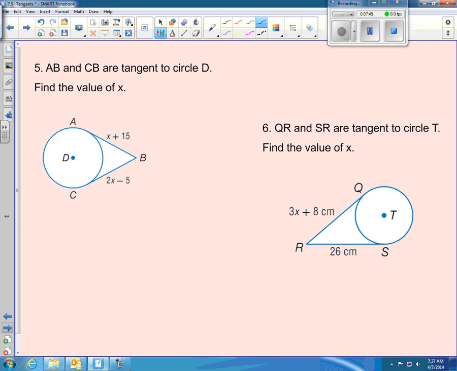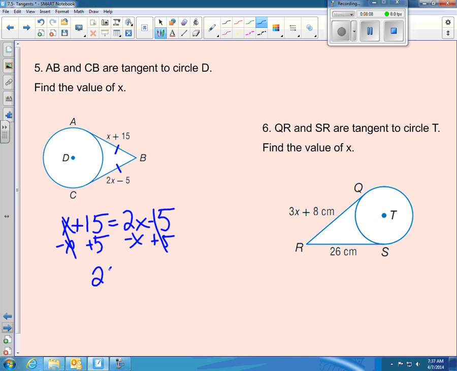Okay. Number 5 says if AB and CB are tangent to circle D, find the value of x. Very simple. Those are congruent. x plus 15 equals 2x minus 5. Let's go ahead and subtract our x and add our 5. So 20 equals x. Not too difficult. Go ahead and do problem 6 for us.